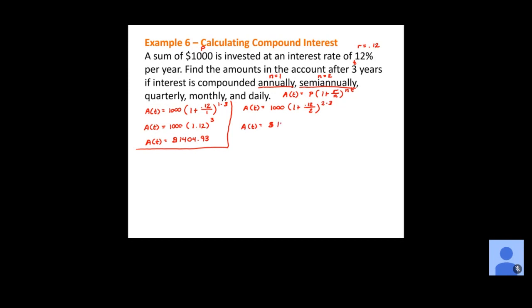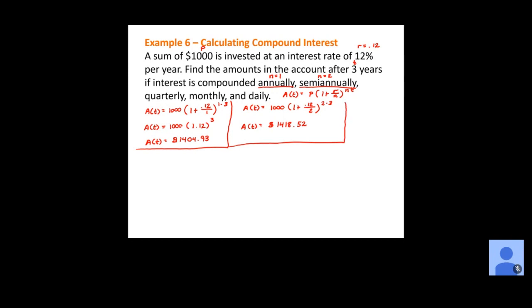Good. So $1,418.52. Notice in this case, when we only compounded annually, once per year, it was $1,404.93. Now compounding semi-annually, twice per year, we've made a little more money, right? In the same amount of time, same interest rate, we've made almost $14 more over those 3 years. All right, so that's that one.